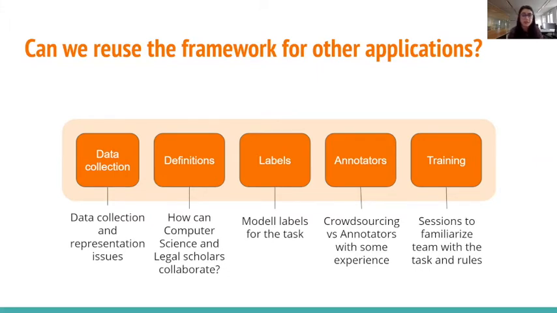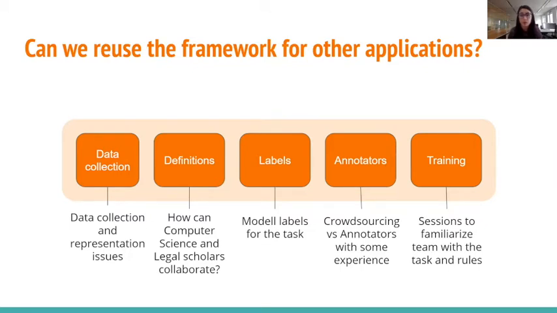Then for the annotators, we should really think about if we actually want to use crowdsourcing workers, so people with no experience, people that we maybe cannot specifically contact and ask if they have any questions, or we cannot actually train them and organize sessions, versus actually having a team of people working on this with some experience.